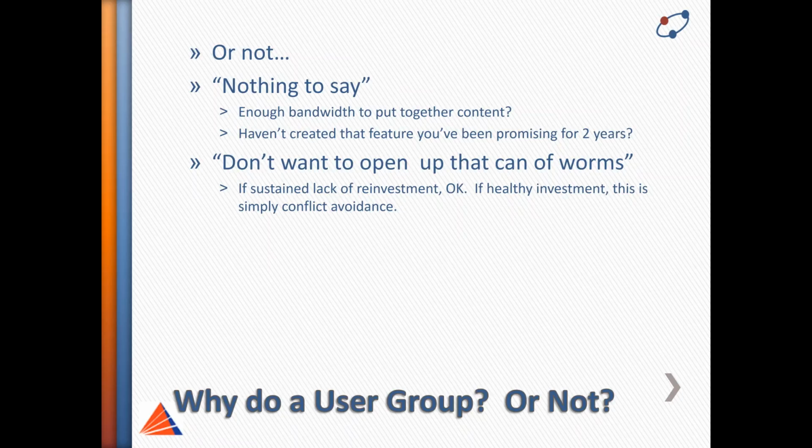And then the other one is that the vendor doesn't want to open up the can of worms. Maybe has never had a user group, but it just seems to be too scary to put people together like that. The vendor doesn't want to expose the roadmap. They don't want to feel like they have to make commitments that maybe they're not going to live up to. Like it just is one giant conflict avoidance mechanism that perhaps is unnecessary.